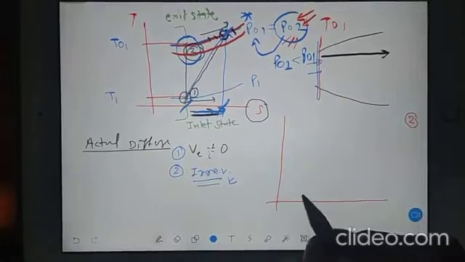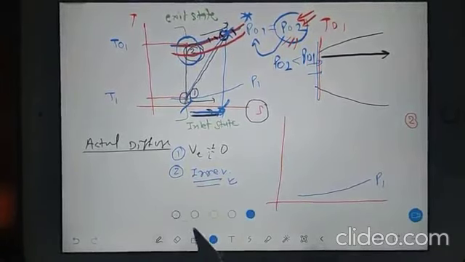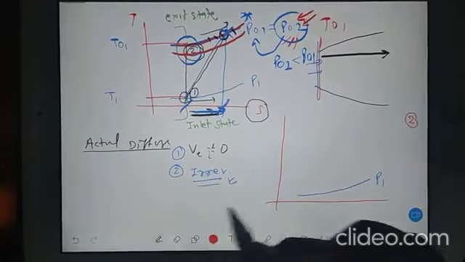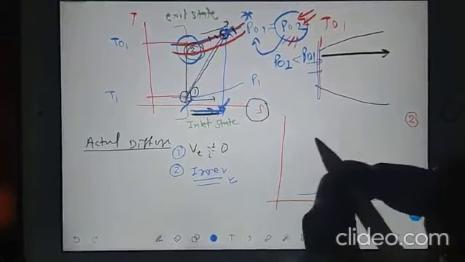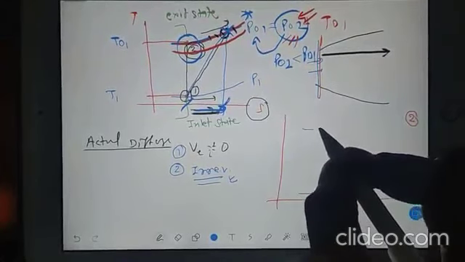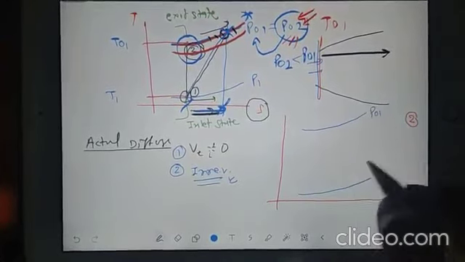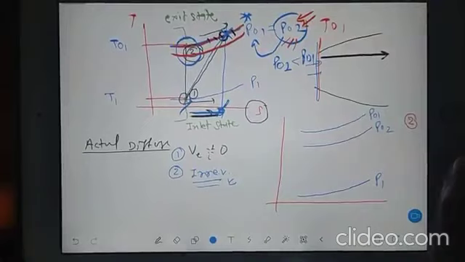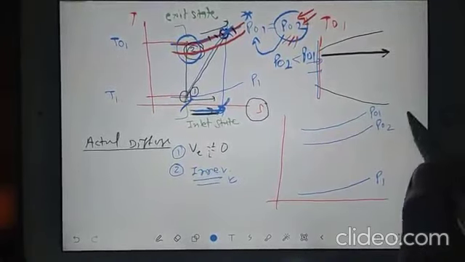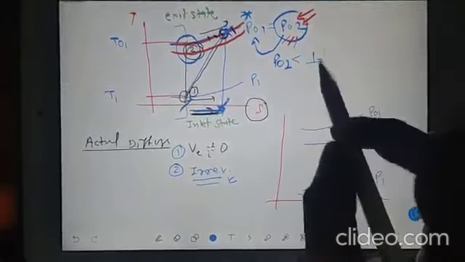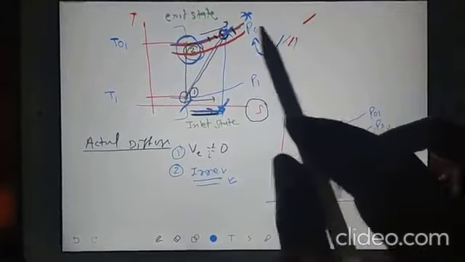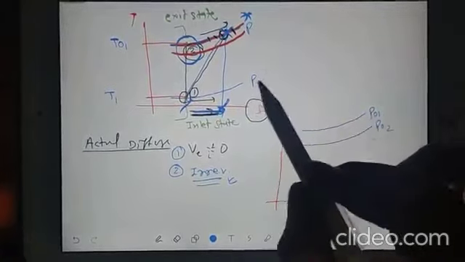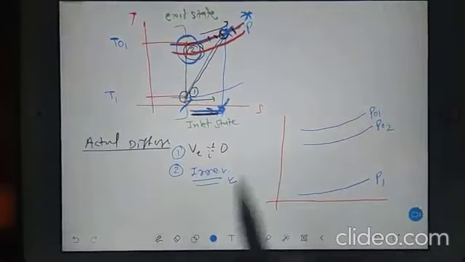At the inlet, no problem. At the inlet you have P1, but at the exit, big problem. At the exit, in case of ideal, first you draw P01, and in case of actual, you should draw P02. We have nothing to do with the ideal line. Ideal line I am drawing only for the reference purpose.